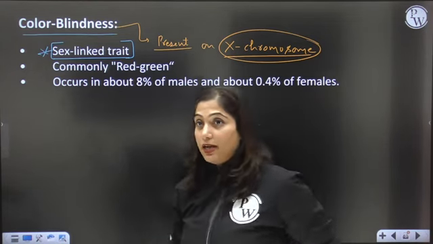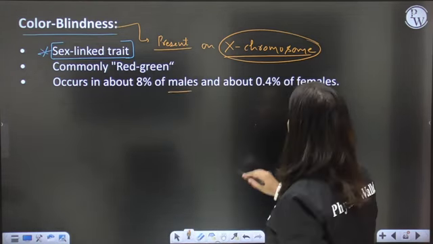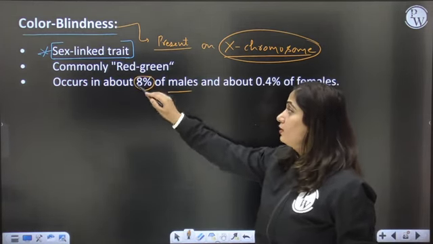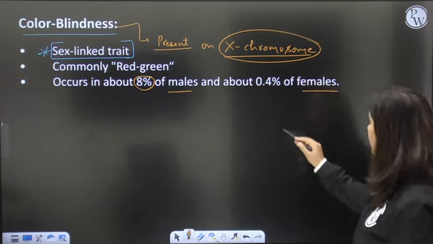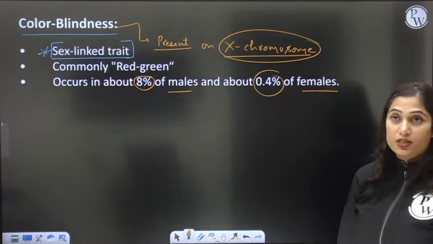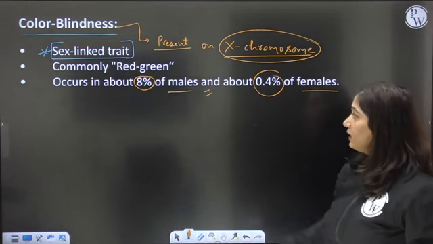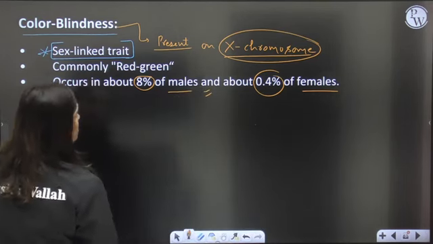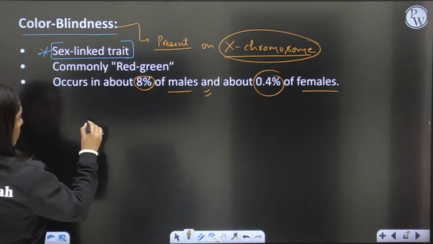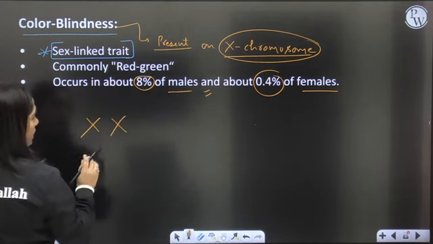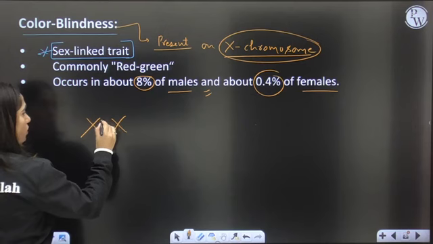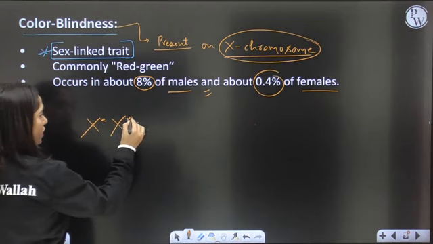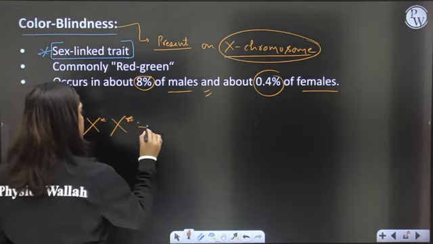Color blindness is more common in males than in females. In males, there is about 8% chance in a population of color blindness, while in females, there is just 0.4% chance. This is data given in NCERT. This is important. And why is this so? This is so because for a female to be color blind, both the X chromosomes should have the mutated recessive allele. This is a diseased female.